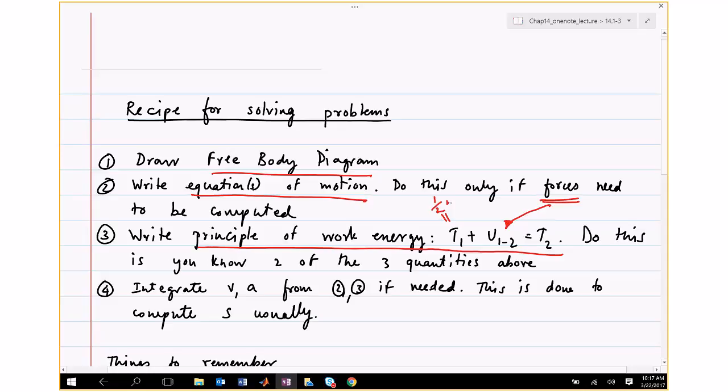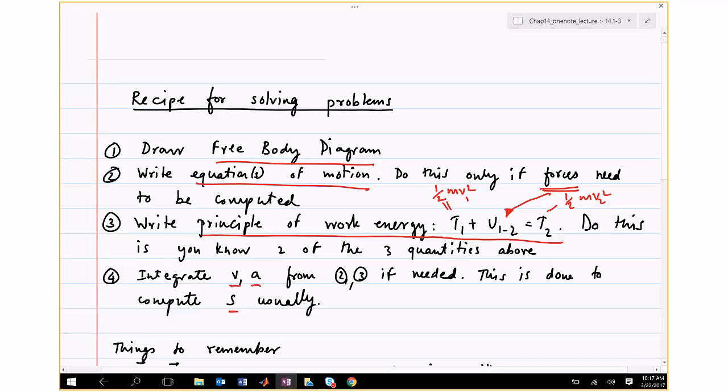Okay. And then once you find that, if you want to find velocity, acceleration, or s, you can do it by either using 2 or 3. 2 would give you forces or accelerations, and this one will give you the velocities, because the principle of work and energy does not have accelerations in it, right? T is kinetic energy, so it has velocities. U12 usually has distances in F dot ds or mgy, so it doesn't have acceleration anywhere in this, so you will not be able to find acceleration from this. So for acceleration, you have to use 2, and for velocity, you can use either 2 or 3.